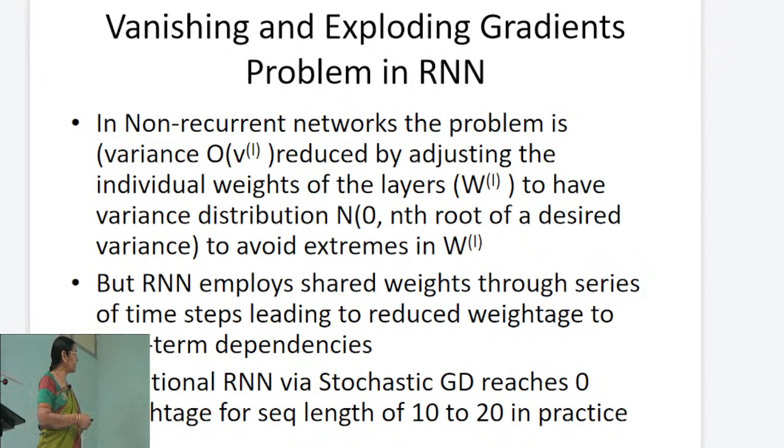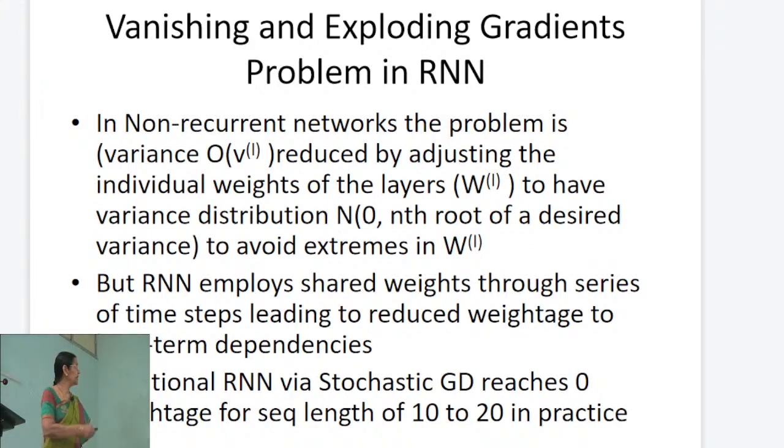So, in non-recurrent networks, the problem is reduced by adjusting the individual weights of the layers to have a normal variance distribution. That means around 0 as a mean and the nth root of the desired variance, to avoid extremes in the weight vector, by level by level normalization. That means all the weights at a particular level will be normalized such that they sum up to 1. This automatically imposes a restriction and avoids explosive growth or reduction of the values of the weights in the feed forward neural networks and other situations.